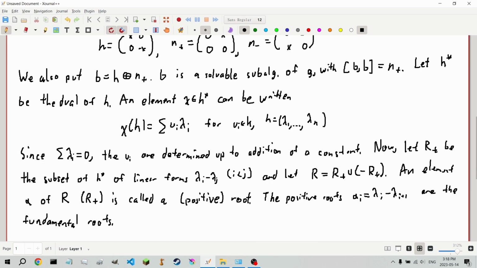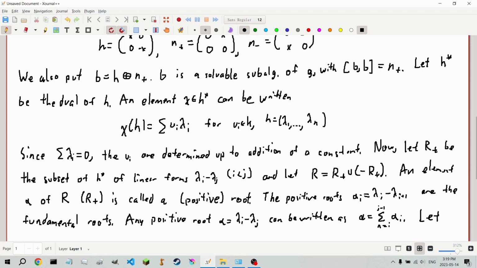So we see that any positive root can pretty obviously be written as a sum of fundamental roots. Any positive root alpha equals lambda_i minus lambda_j, where i is less than j, can be written as alpha is the sum from n equals i to j minus 1 of alpha_n. So we're essentially just telescoping the sum here.